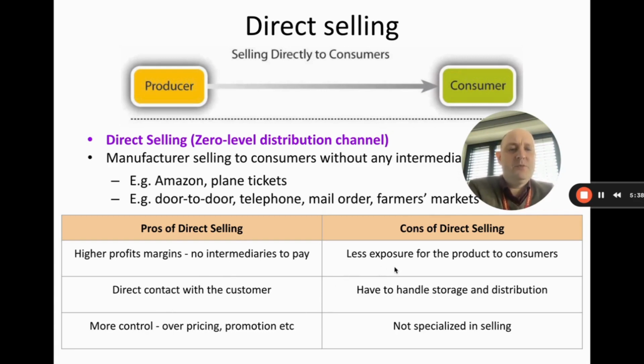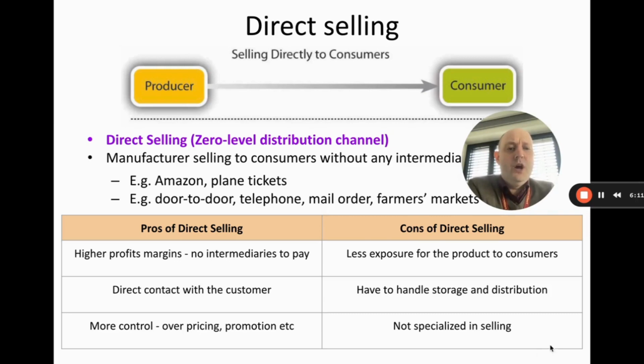Some cons: less exposure. If we sell in a shop, then a lot more people are going to see our product. So actually getting people to see our product can be more difficult. We have to handle storage and distribution. So whenever we sell a product, we have to deliver it ourselves rather than someone else doing it for us. And also, because we're a manufacturer, we're probably not specialized in selling. If we were to sell through a retailer, that's their job, is selling. And so we're losing out on their expertise.